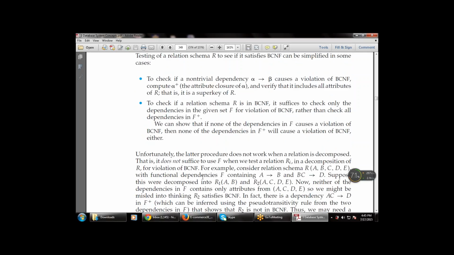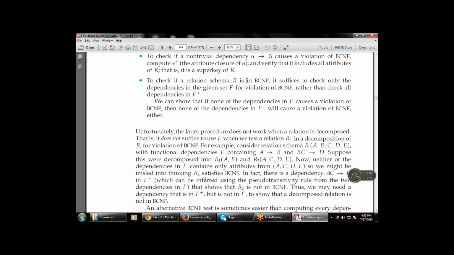Unfortunately, the latter procedure does not work when the relation is decomposed. That is, it does not suffice to use the F when we test whether a relation Ri in the decomposition of R violates BCNF.